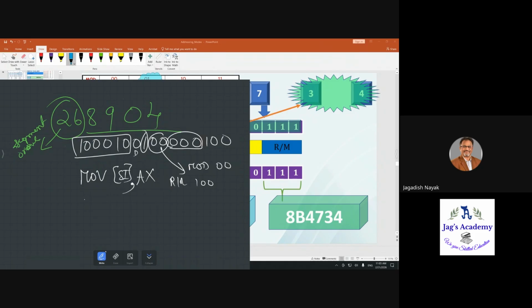No. You have to put ES colon here. Why this ES colon? Because you have this segment overriding. That's why you have to put ES colon. This is going to be your final assembly instruction for this machine instruction.